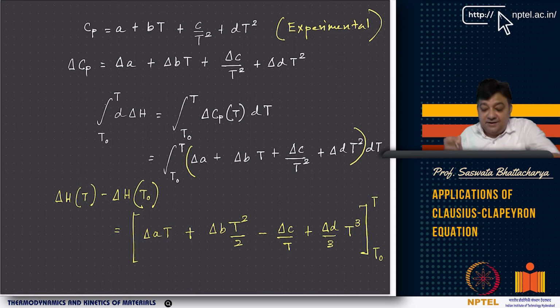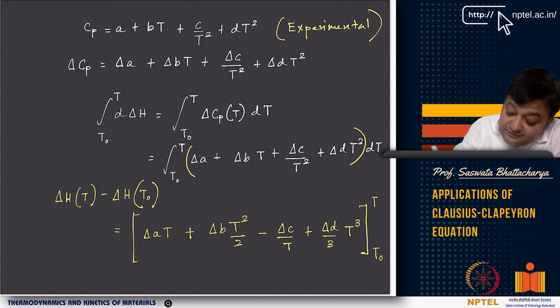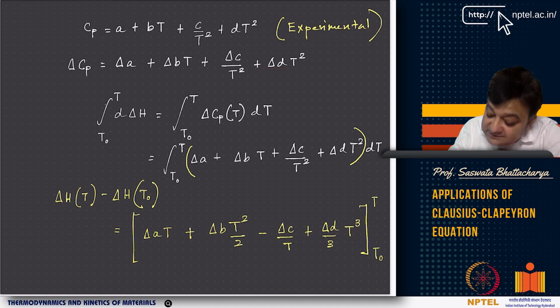So if you look at delta Cp according to this expression, delta Cp is the difference in Cp between the epsilon phase and the beta phase, or between the two coexisting phases, which is nothing but the difference in the coefficient A, the difference in the coefficient B times T, the difference in the coefficient C by T square, and the difference in the coefficient D times T square. Remember, this C term is by T square.